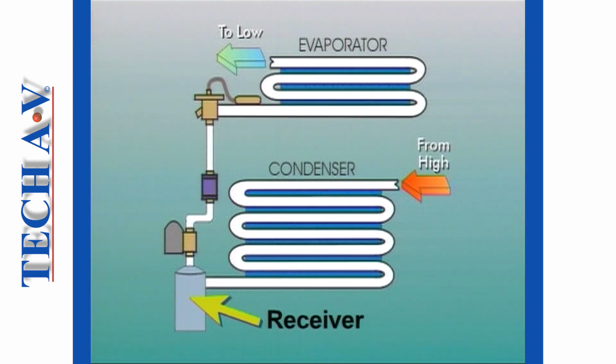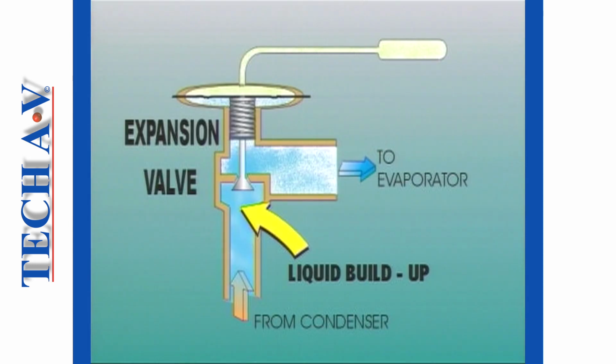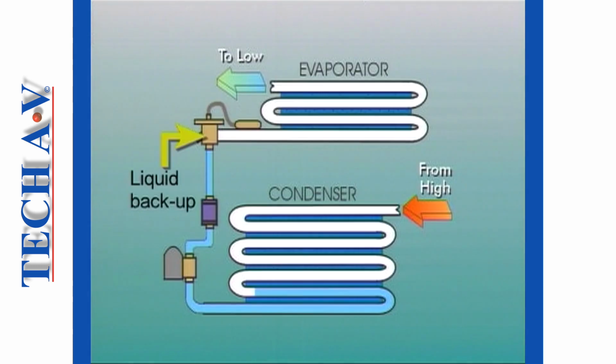Let us assume that a system has no receiver. We'll explain why a little later. In our diagram, liquid has built up in the liquid line right back to the condenser and has occupied more condenser loops than usual. This would be a typical overcharged situation. With the expansion valve behaving normally, it will only permit so much fluid to pass into the evaporator. In effect, the liquid behind the valve is backing up, waiting to get through.